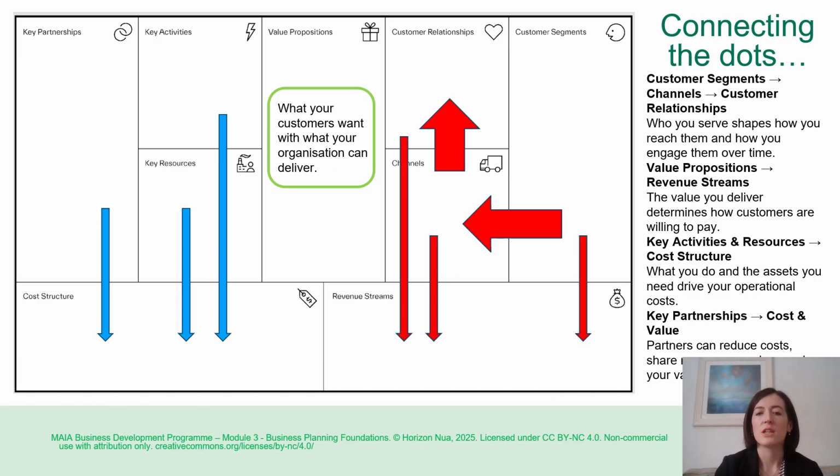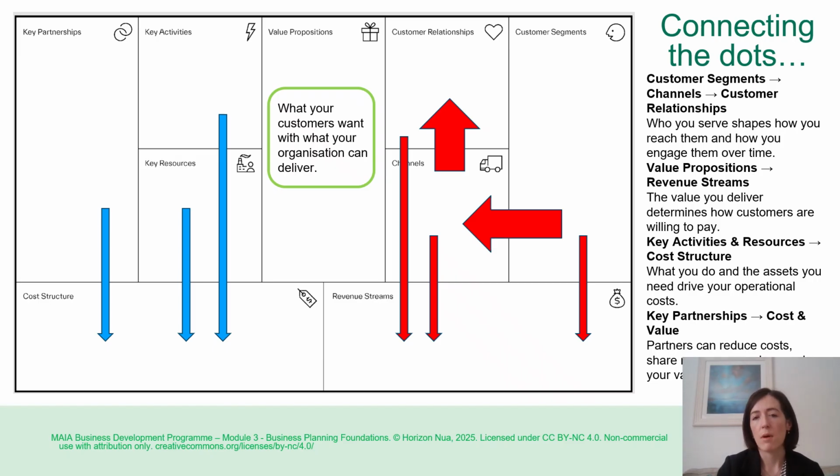Your value proposition connects directly to your revenue streams. The value you deliver determines not just if customers will pay, but how much and in what way, whether through once-off sales, subscriptions, or service contracts. On the operational side, key activities and key resources feed into your cost structure. What you do and the assets you rely on will largely determine your expenses.